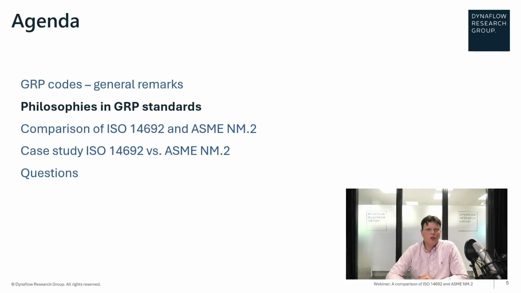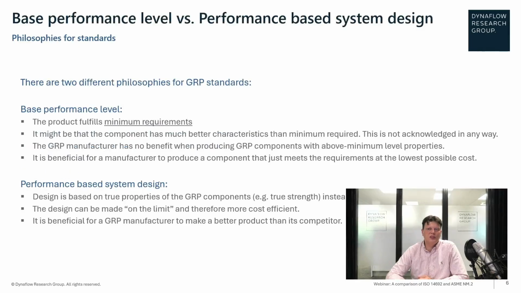So what are the philosophies in GRP standards to do with design? There are two basic philosophies. First is a base performance level. Through this process, you ensure that the product fulfills minimum requirements. Regardless of what the actual strength and material properties are, there are values set for the minimum performance of the material. And what this means is that if you have properties that are better than the minimum required, it does not benefit you in any way.